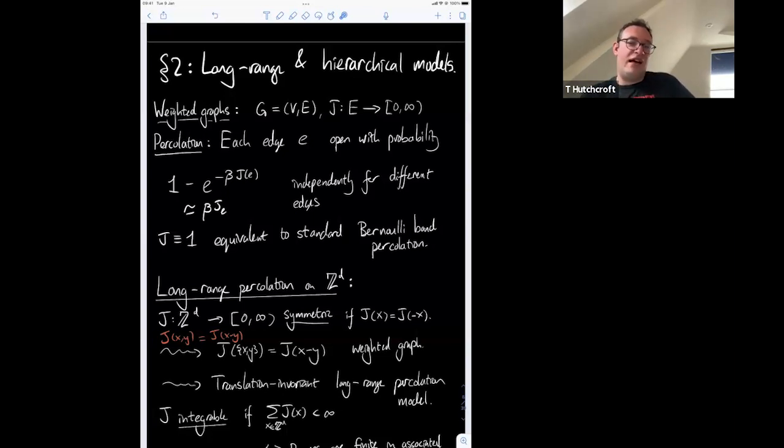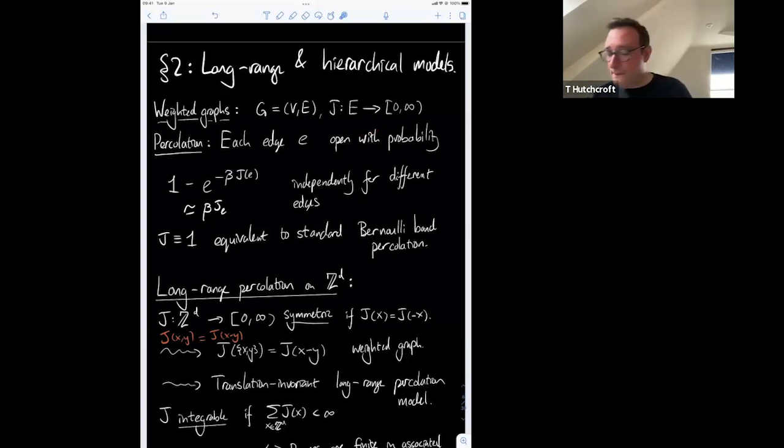It just has some nice properties that make it convenient to work with. The important thing is that if this weight is small, this is roughly beta times j of e, and it's always between 0 and 1, so it's giving us real probabilities. In particular, this weighted graph percolation includes the normal percolation where you just take all the weights to be 1.